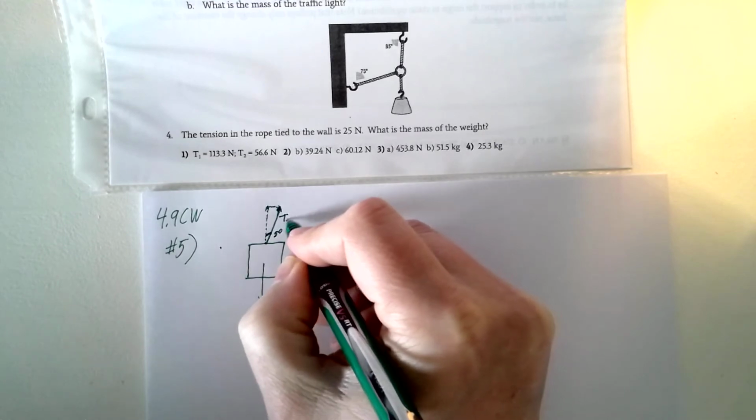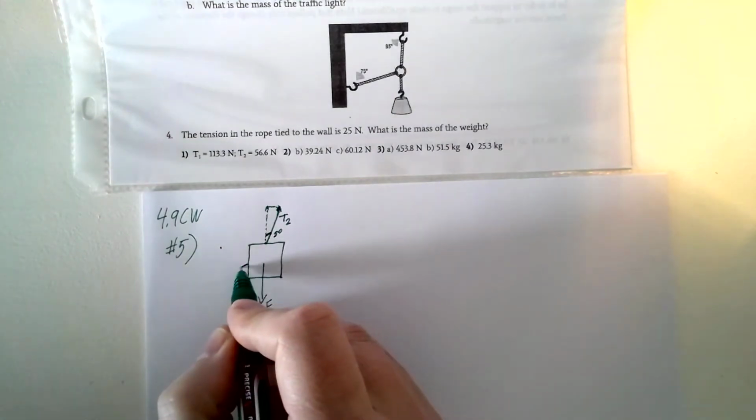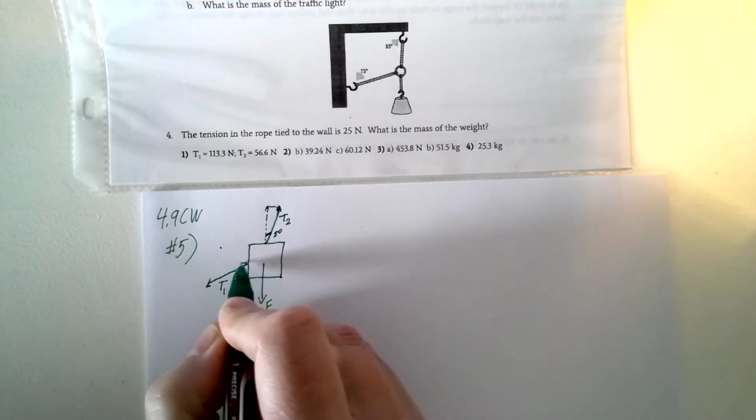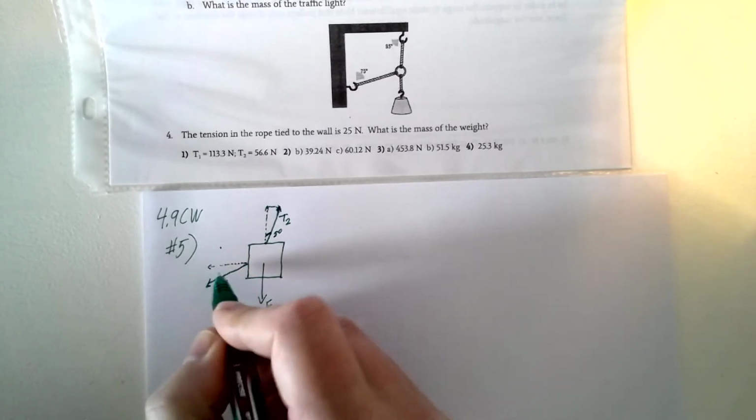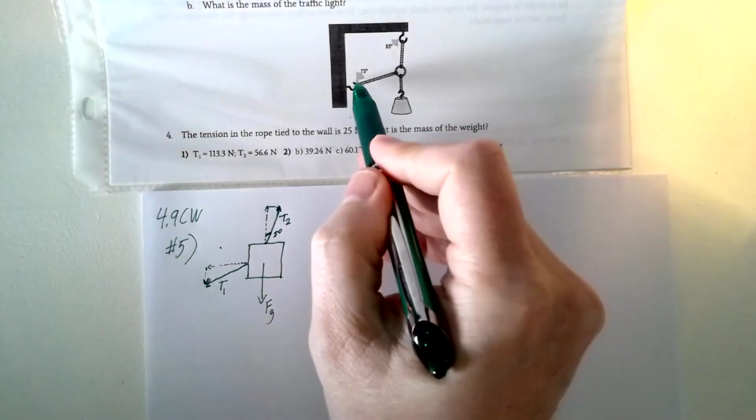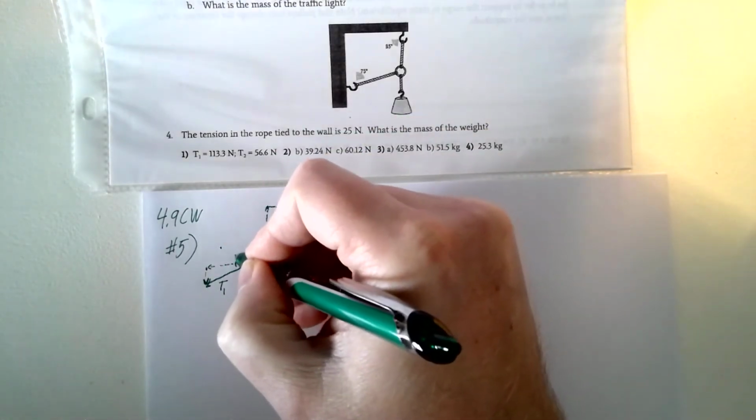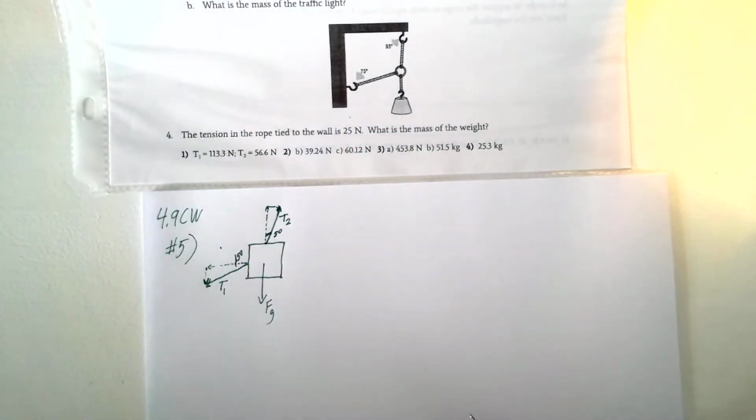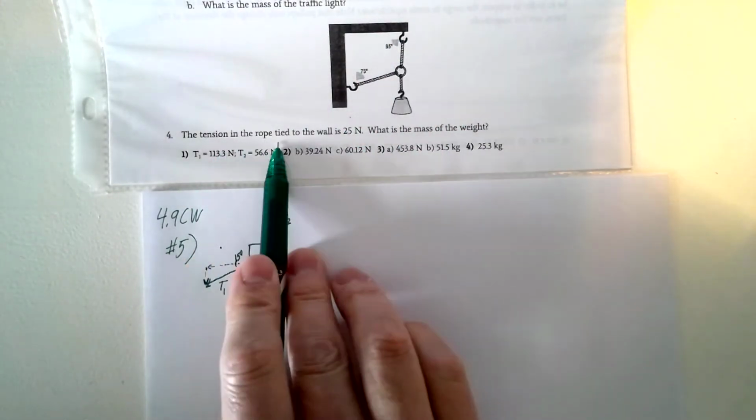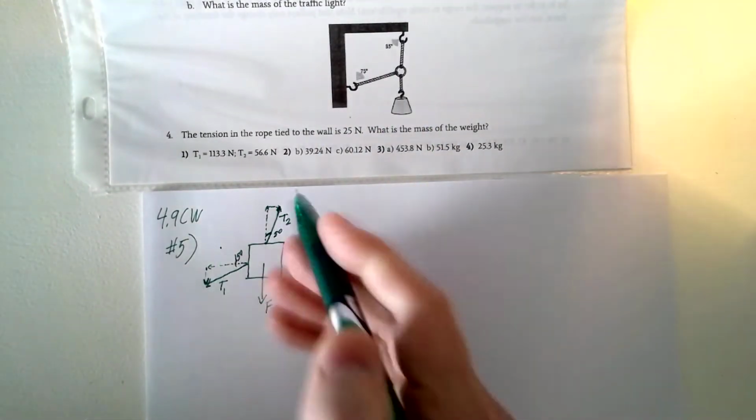We'll call this T2. And then we have the same situation over here. Okay, we have T1. Draw our components in. Go like this and that. It says here it's 75 here, so that gives us 15 degrees in there. Alright, so those are all the forces acting there. The tension in the rope tied to the wall, not the ceiling, tied to the wall, is 25 newtons.